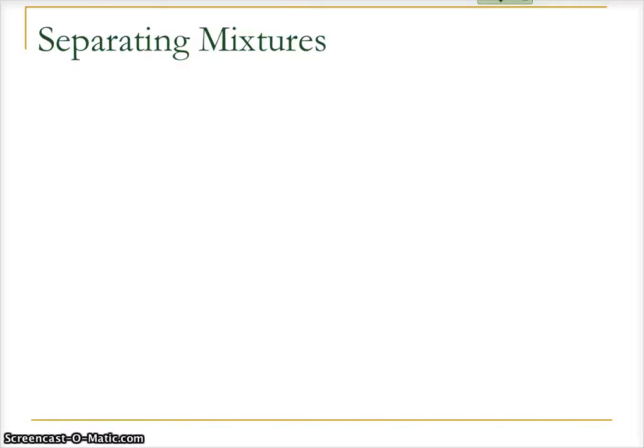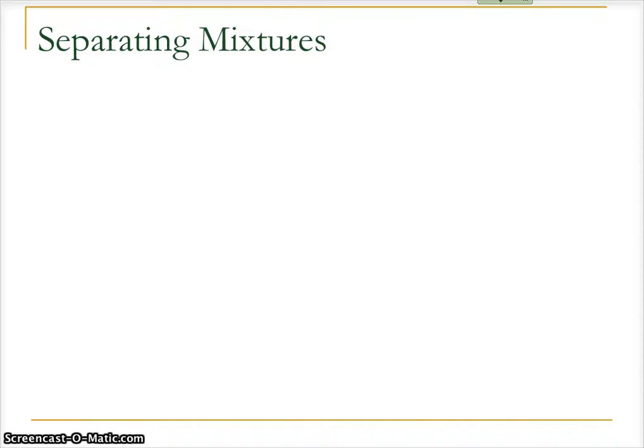Okay guys, so let's talk about separating mixtures. We talked about classifying matter, and you have two main categories: you can classify matter into either a pure substance or a mixture. Within the pure substance category you have elements and compounds, and within the mixture category you have homogeneous mixtures and heterogeneous mixtures. Today we're going to talk about how you can separate the individual parts of mixtures.